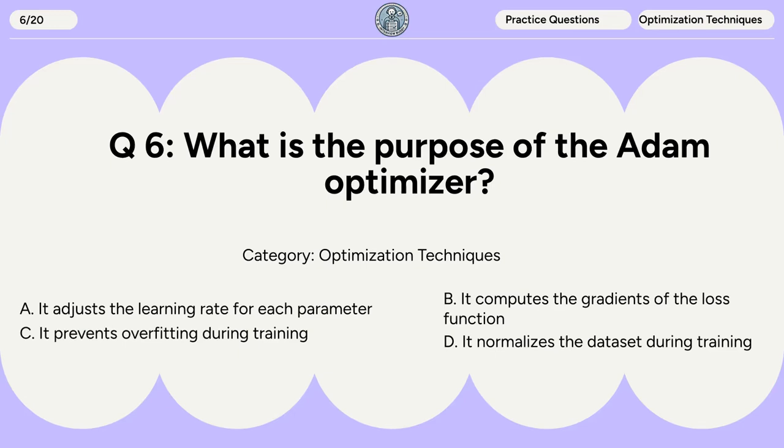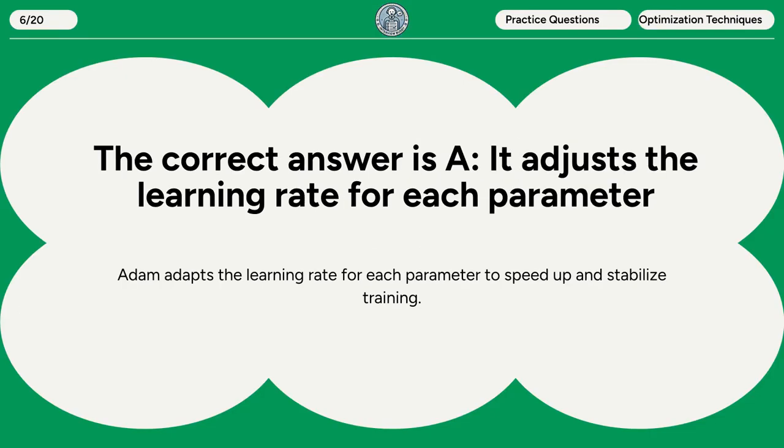Question 6. What is the purpose of the ADAM optimizer? A. It adjusts the learning rate for each parameter. B. It computes the gradients of the loss function. C. It prevents overfitting during training. D. It normalizes the dataset during training. The correct answer is A. It adjusts the learning rate for each parameter. ADAM adapts the learning rate for each parameter to speed up and stabilize training.